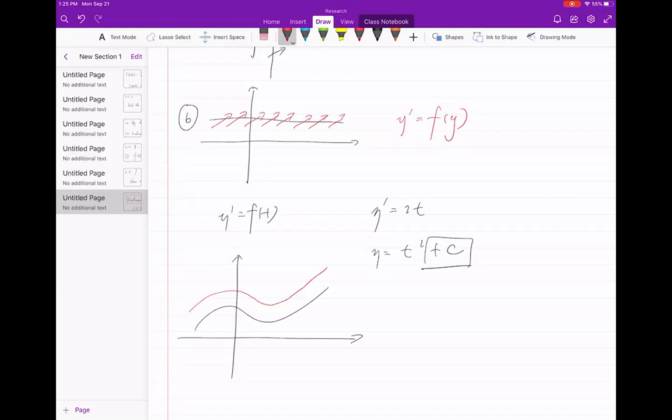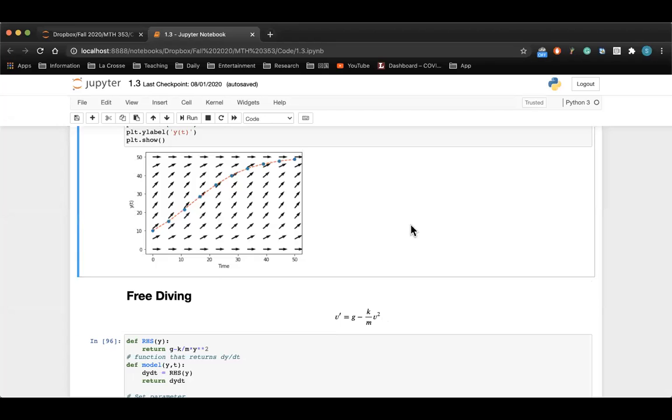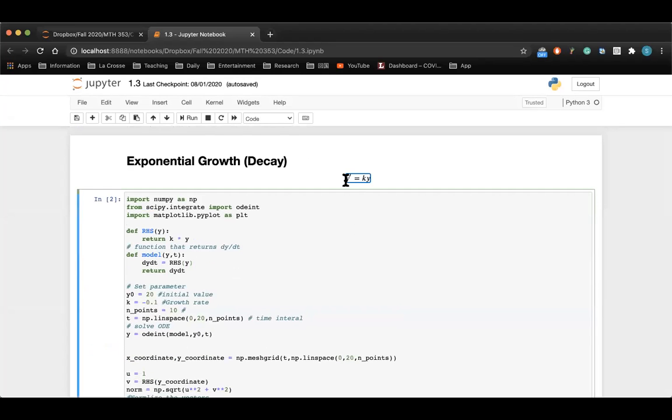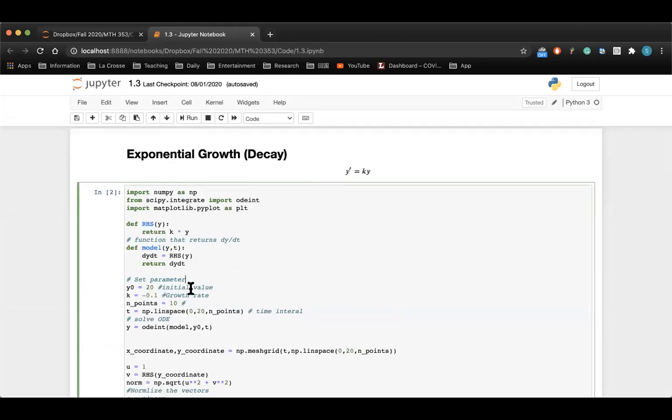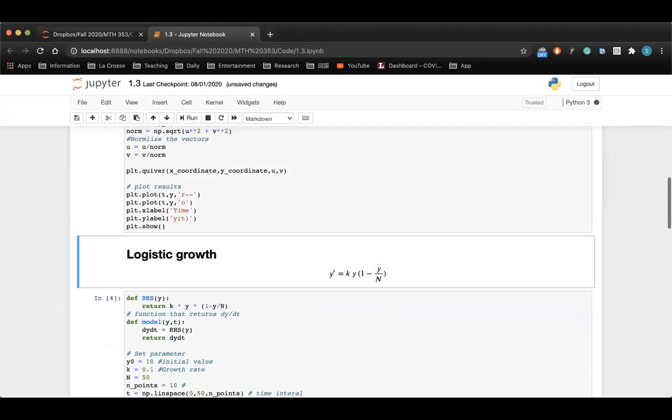Okay? Is the idea clear? There's nothing more we want to talk about in this section. Let me show you some examples. Of course, we don't draw this by hand. Okay, y prime equals ky. We set the parameters. Let's do the thing.